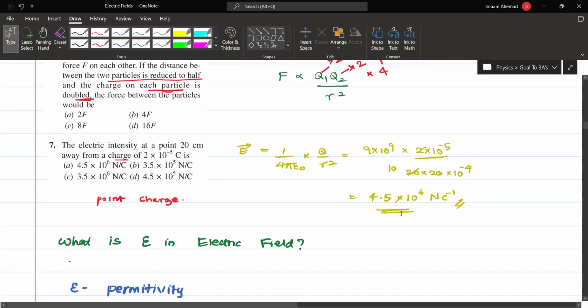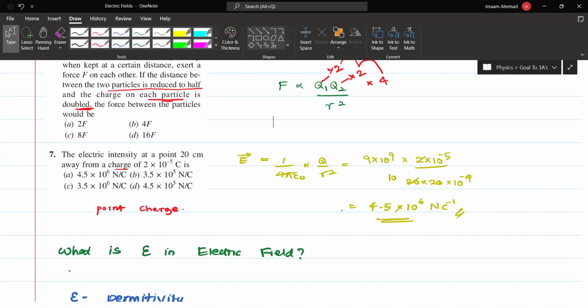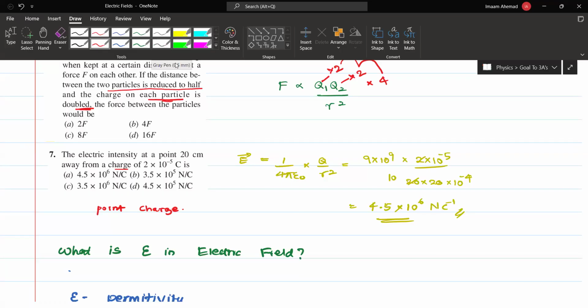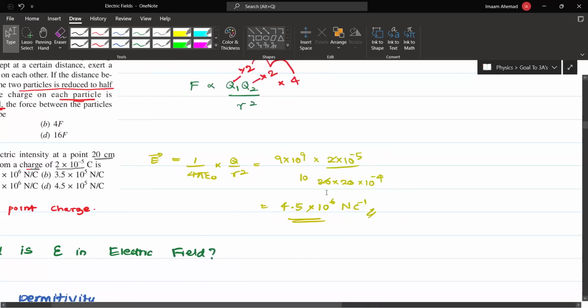Okay, so next is an easy question. We want to find the electric field strength of a charge. Electric field intensity at the point 20 centimeters away from the charge of 2 into 10 to the minus 5 coulomb is. So you don't need to do it because I have already done it, because I know you all know this equation. So electric field intensity is 1 over 4 pi epsilon naught Q over R squared. If you apply, you get the answer.